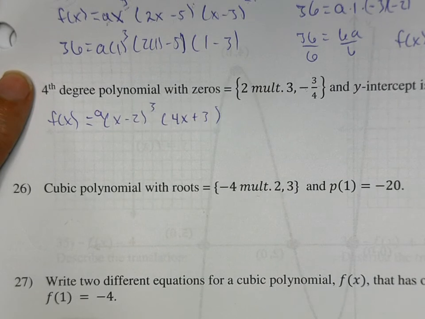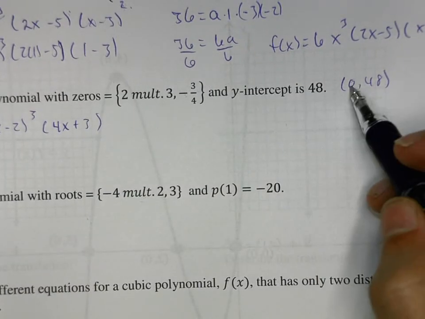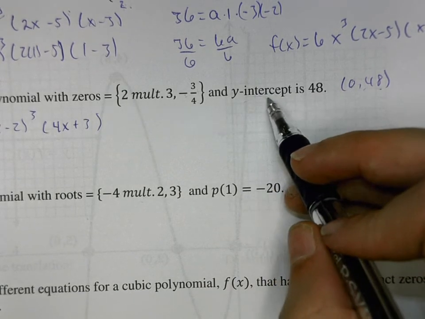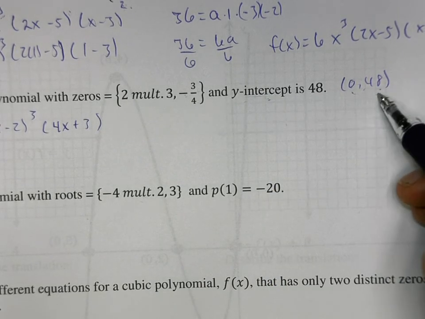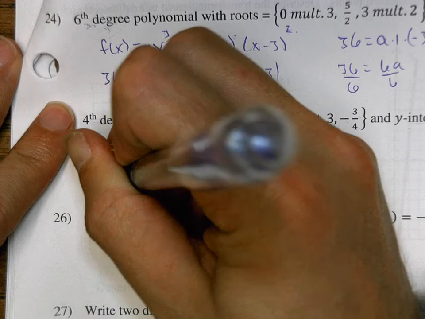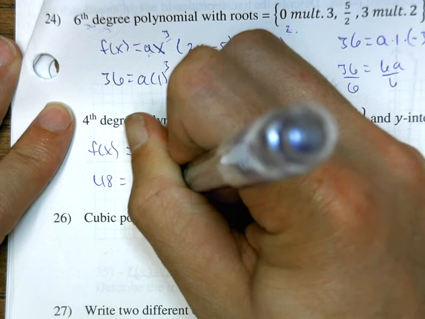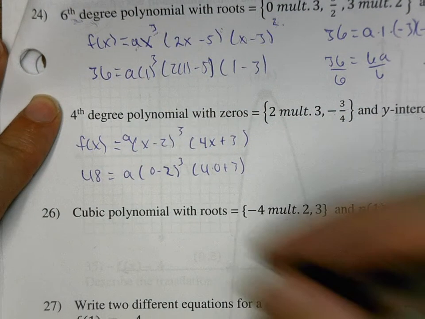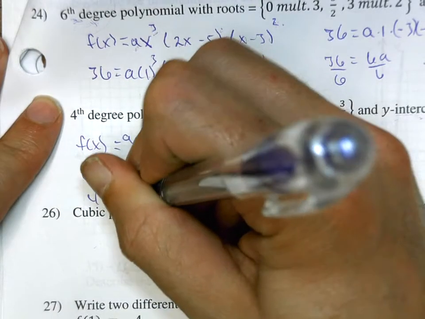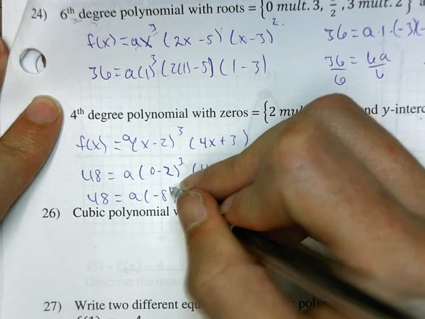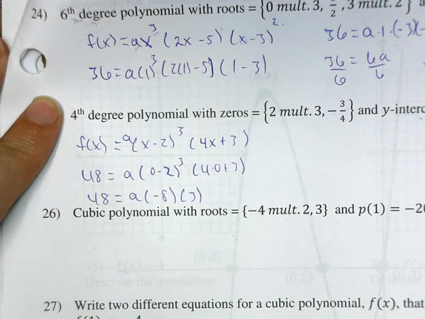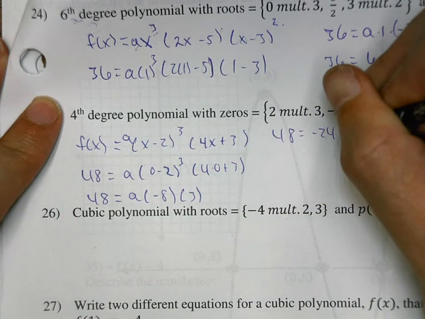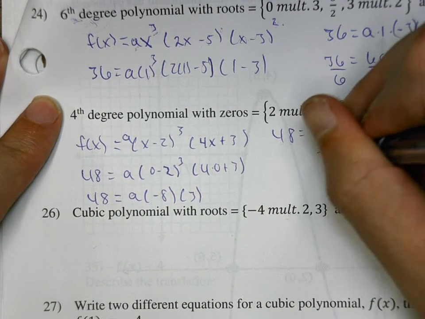So 48 is the y-intercept. That means 0, 48. The y-intercept is the y value when x is 0. So I'm going to plug 0 into x, 48 into y. So 48 equals a times 0 minus 2 cubed times 4 times 0 plus 3. So 48 equals a times negative 8, because negative 2 to the third power is negative 8, and that's times 3. So 48 equals negative 24 times a. Divide both sides by negative 24. A equals negative 2.